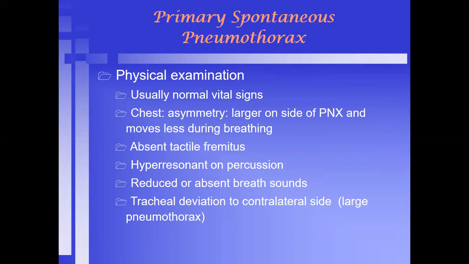On physical examination, usually your vital signs are normal. On your chest, you would notice that there is asymmetry. So the side with pneumothorax will be larger and will move less during breathing. So tactile fremitus is absent and percussion will be hyperresonant. Your breath sounds will be reduced to absent. And you will notice for large pneumothoraces that there is tracheal deviation to the opposite side.